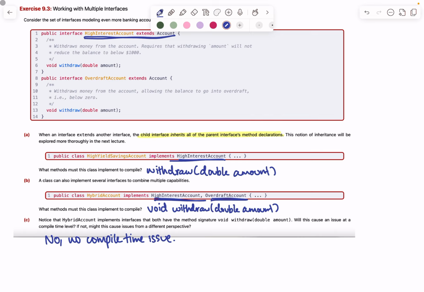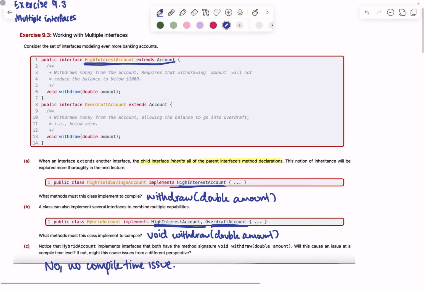However, now it asks, will this cause issues from a different perspective? So now is when we have to look at what our method actually does. So let's look at the high interest account. It says withdraws money from the account, requires that the withdrawing amount will not reduce the balance to below $1,000. So that's really important. When you withdraw from the high interest account, your value will never dip below $1,000. Now let's look at the overdraft account method specifications. It says withdraws money from the account, allowing the balance to go into overdraft, i.e. below zero. So that's our crucial difference here.